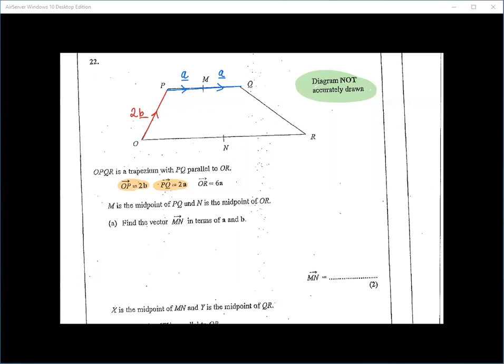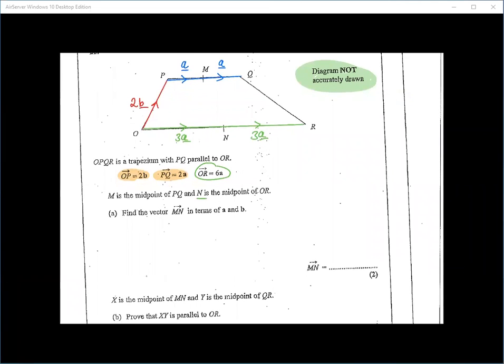Next, let's get a different color. Now O to R. Do you know what O to R is? 6A. And do we know N is the midpoint? Yes. So then that will be 3A and that will be 3A. Fantastic. Labeling the diagram is imperative to get the question right and not get confused in the exam.